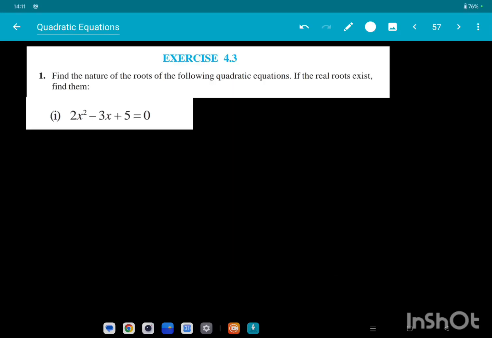In the previous video we discussed the nature of roots and also saw some example problems as well. Now in this video we are going to discuss exercise problems. We will see the problems of exercise 4.3.